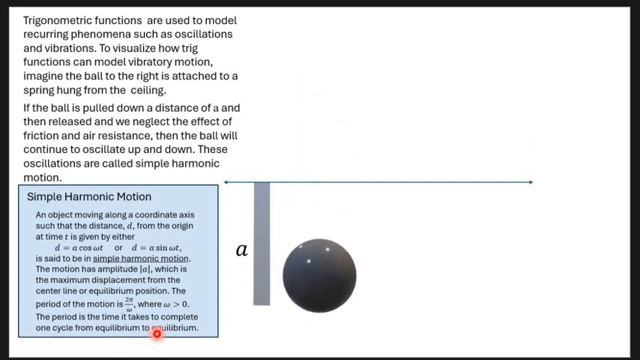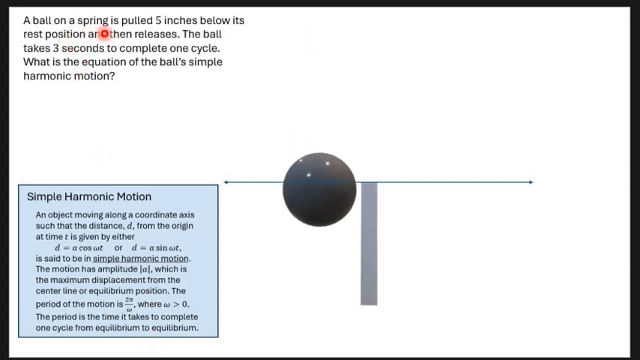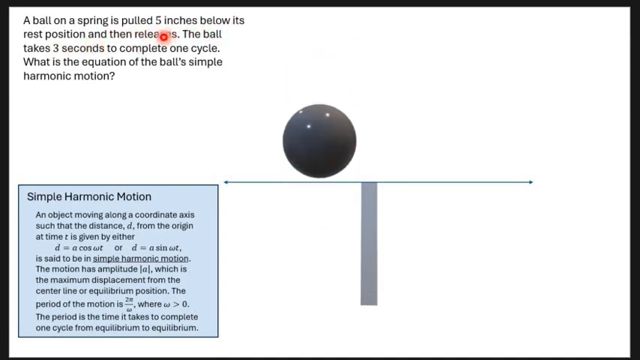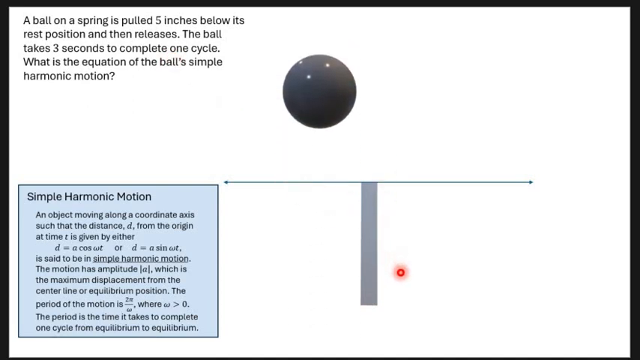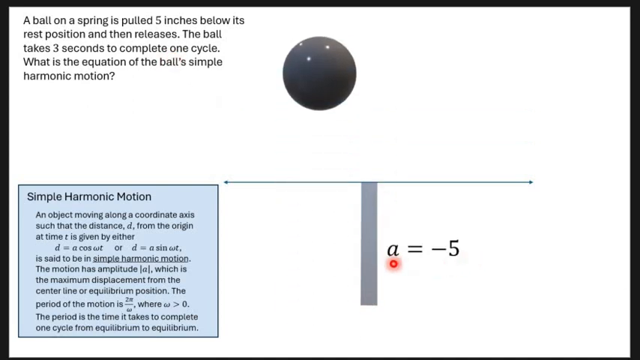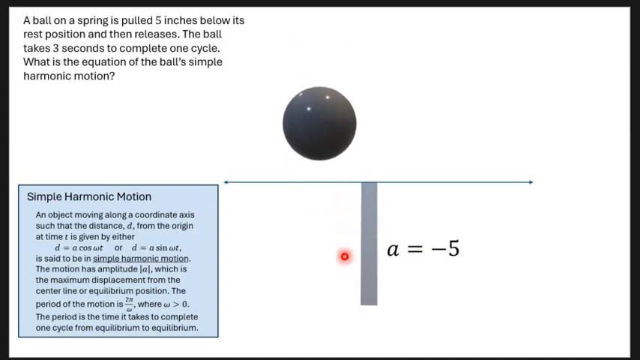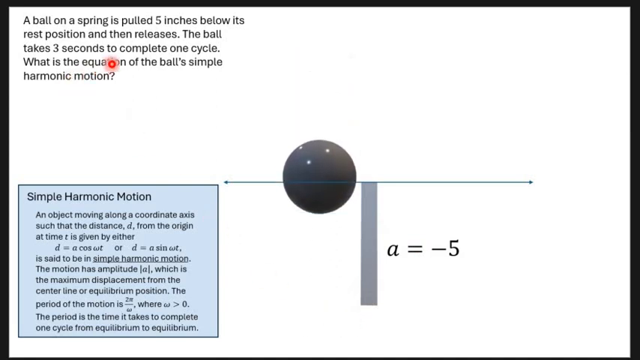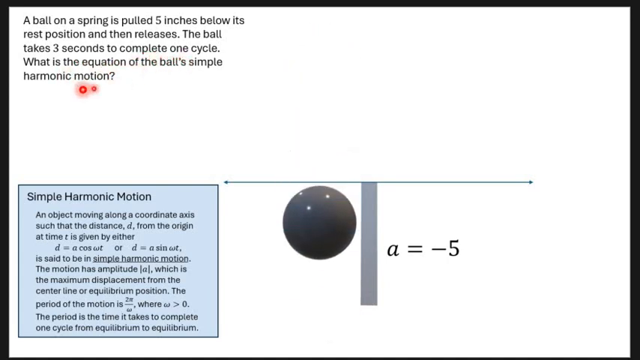Let's look at an example. A ball on a spring is pulled down 5 inches below its rest position and then released. Because it's pulled below its rest position, we're going to say that a is equal to -5. That's what we're going to use for the value of a, and it's negative because the ball starts below its equilibrium position. The ball takes 3 seconds to complete one cycle. What is the equation of the ball's simple harmonic motion?